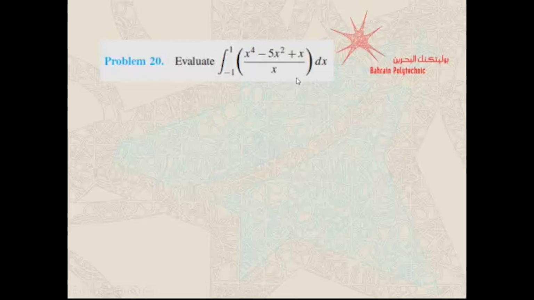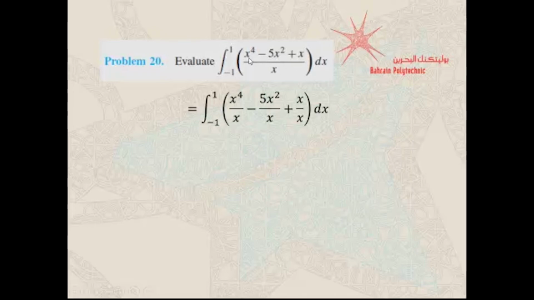Evaluate this integral from -1 all the way to 1. So these are the upper limit and the lower limit. Now we've seen this before. This is all over x. So what I'm going to do is separate the three terms by dividing by x. So I'm going to rewrite this.